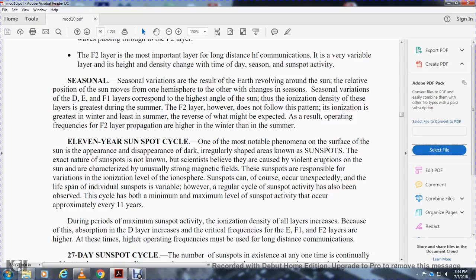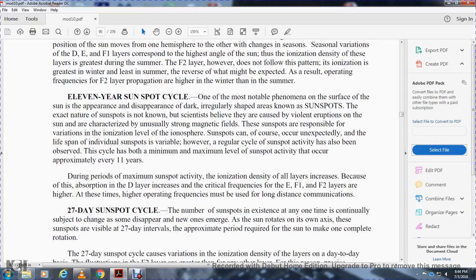Sunspots are responsible for variation in the ionization level of the ionosphere. Sunspots can, of course, occur unexpectedly, and the lifespan of individual sunspots is variable. However, a regular cycle of sunspot activity has also been observed. The cycle has both a minimum and a maximum level of sunspot activity that occur approximately every 11 years.